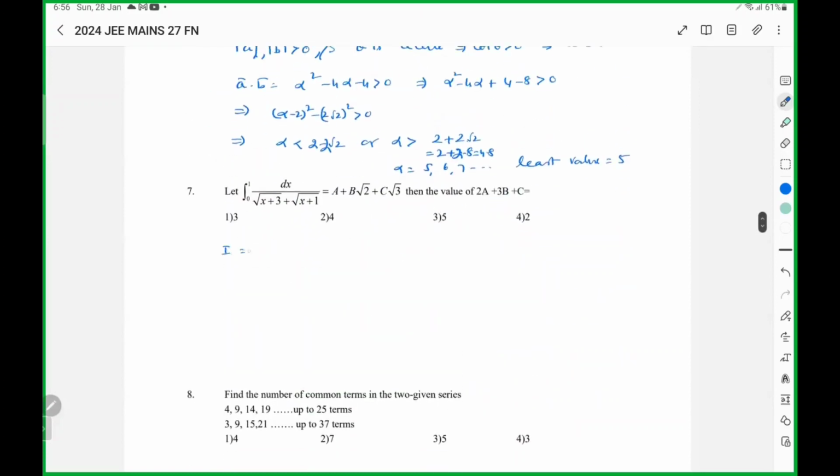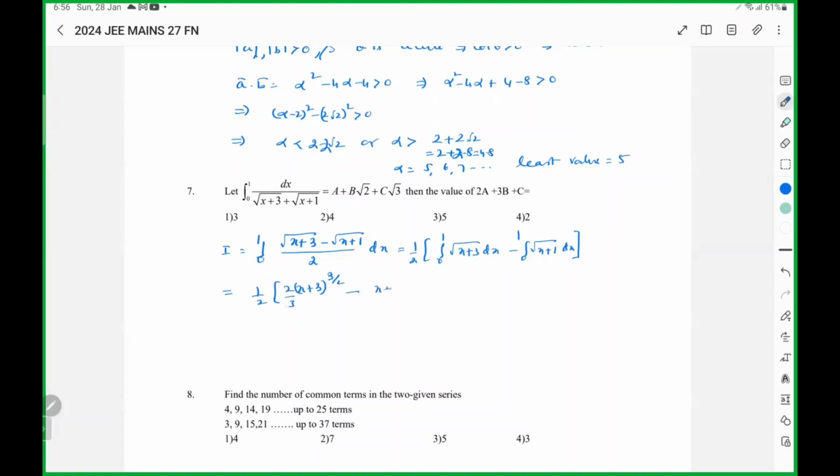So this integral 0 to 1, whenever roots are there, we just rationalize. After rationalizing, you get this. Half times integral 0 to 1 root of (x plus 3) dx minus integral 0 to 1 root of (x plus 1) dx. It is (x plus 3) whole power 3 by 2 divided by 3 by 2, minus (x plus 1) power 3 by 2 divided by 3 by 2, between 0 to 1.